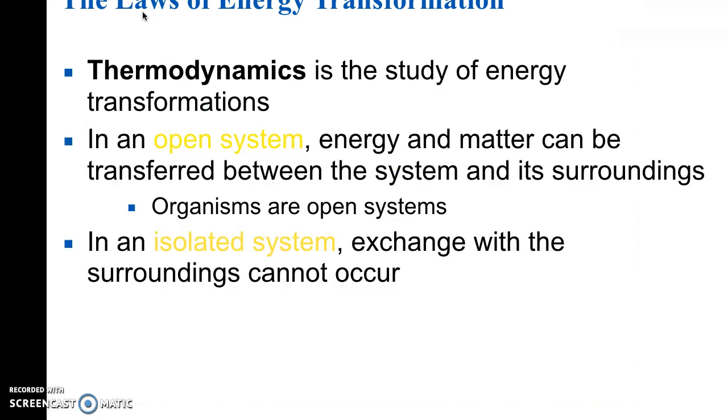There are 2 laws of thermodynamics that we are going to go over. Thermodynamics is the study of energy and transformations. There are also 2 systems, which I'm going to briefly go over. There's an open system, where there can be energy and matter transferred between something and its surroundings. It's important to note that all organisms are open systems because we interact and exchange and share with things surrounding us. And then the second one is an isolated system. It's what it sounds like. It's isolated. It can't exchange with things around it.